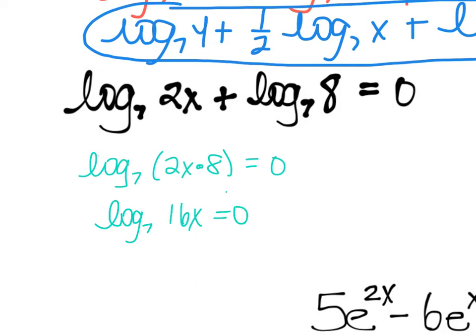Now what do I do to solve this? Okay, so 7, and then this goes into the exponent: 16x equals 7 to the 0 power.